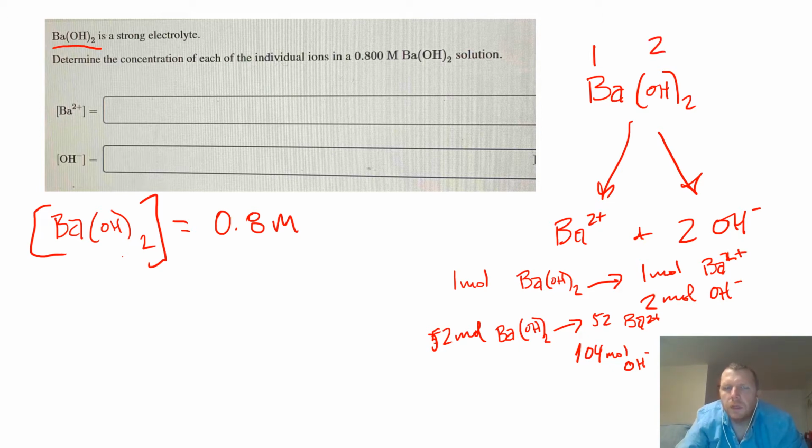Okay, so what that means is your concentration of BaOH2 is 0.800 molar. Well, then that's going to give you the precise concentration of Ba2+ ions. But what does that mean about our OH- ions? So I'm going to go ahead and answer this as 0.800, but I'm going to leave you guys to figure out the rest of it with the OH- ions.